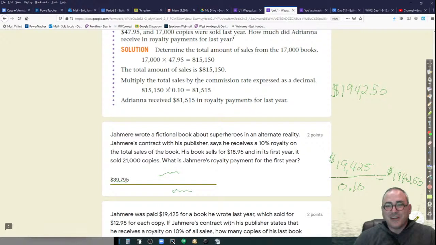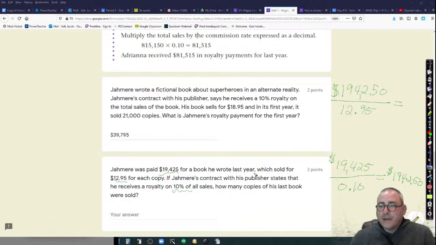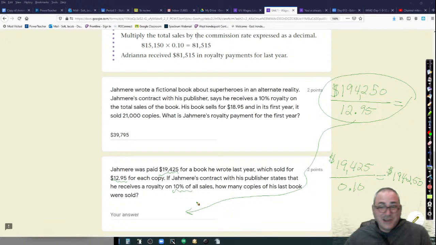If $194,250 is the total sales, we could divide that number by $12.95 to find out how many books were sold. And I'm going to leave that for you to calculate. You're going to throw that in your calculator. It requires you to pick up that calculator and make good use of it. You're going to maybe want to pause, do whatever you need to do to make this happen, and you're going to type your answer in that field. Okay? I am going to clear the screen and move on.